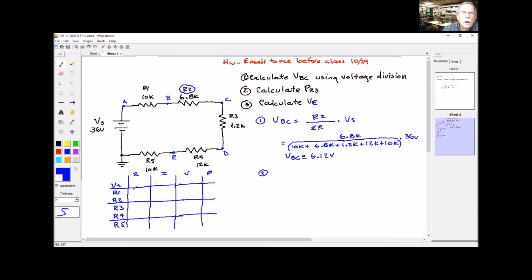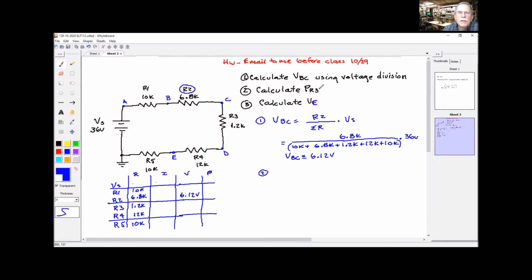All right, so R1 is 10K, R2 is 6.8K, R3 is 1.2K, R4 is 12K, and R5 is 10K. And we just figured out that VBC, which is the voltage across R2, is 6.12 volts.